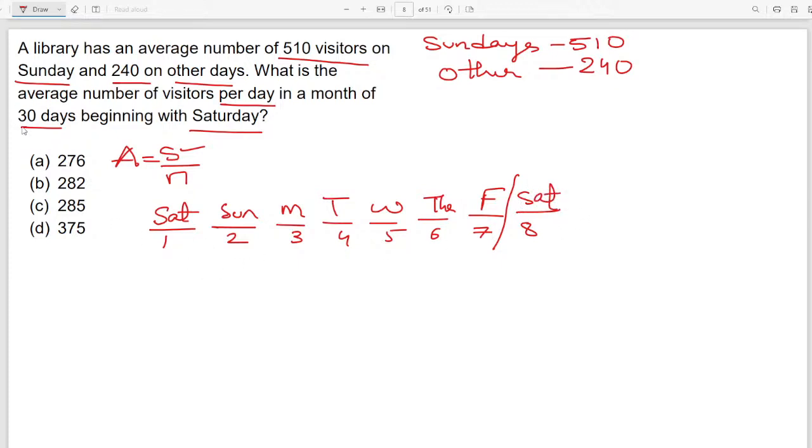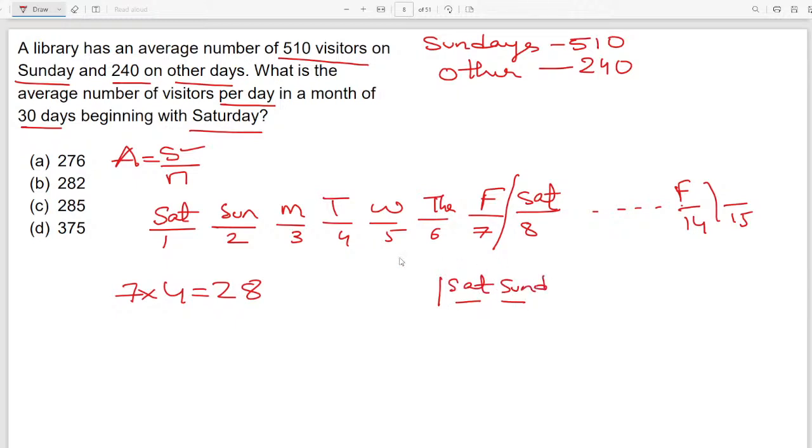So like this, there are 30 days. In 30 days, there would be 4 weeks, that is 7 into 4, you have 28 days. And after that, there are 2 more days. So like this, there will be the 14th day, and again this is the 15th day, this would be a Friday. Like this, there will be the last 2 days left out, that is Saturday and Sunday. There will be 4 weeks like this, 1, 2, 3, and 1 more week will be there.